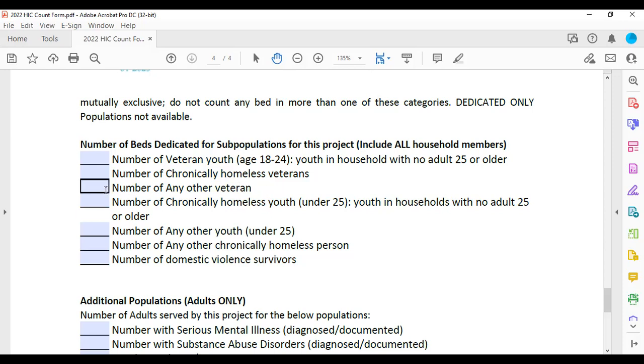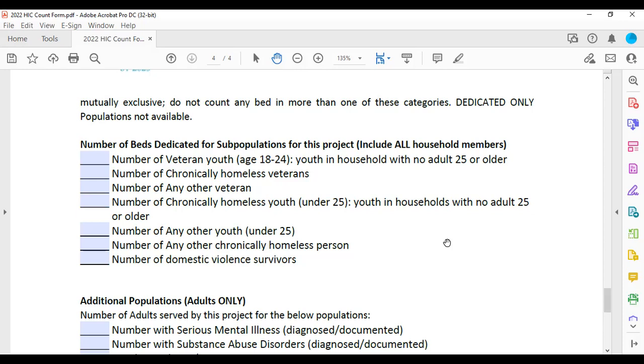So like for Paul and for Matt, we have a number of any other veteran. So yours would probably go here. And then our domestic violence survivors, your total number would go there. And for this particular section, you are going to include all household members. So if you have a family of 3, you're going to include adults and children. Does that make sense?